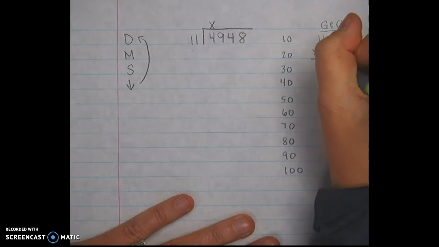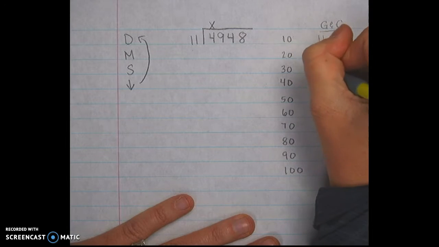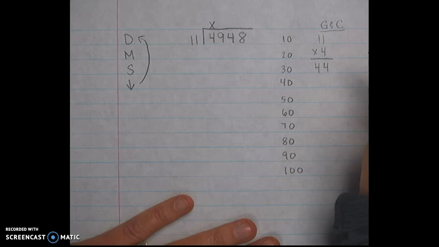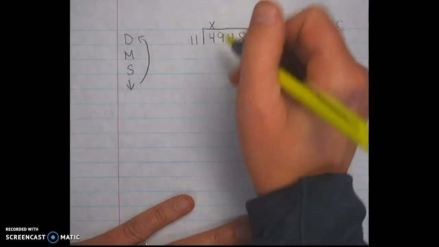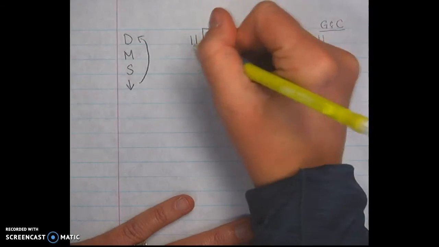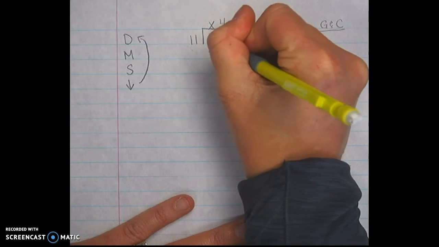So, 4 times 1 is 4, and it gives us 44. I realize that many of you could do this easily in your head, but like I said earlier, if sometimes we take those shortcuts, we make silly mistakes. So it is a good idea to write that down just to be very clear. So 11 goes into 49 4 times. 4 times 11 is 44.